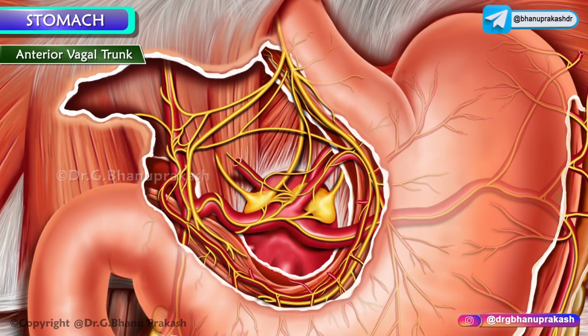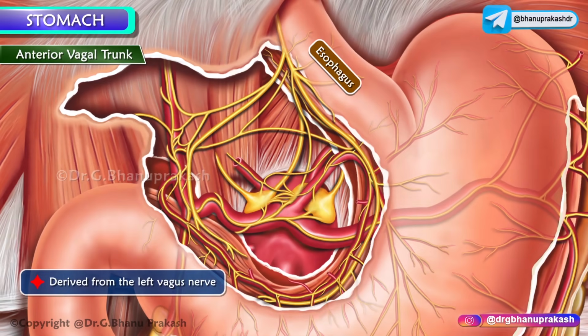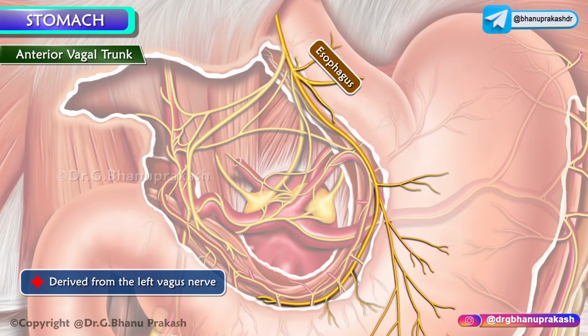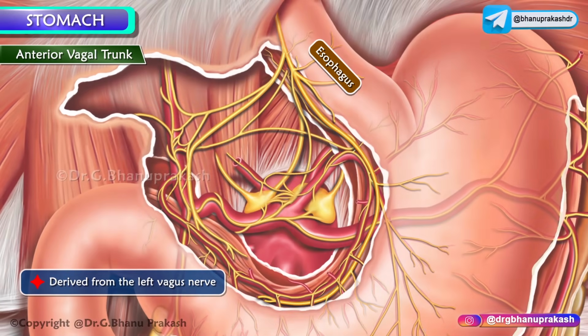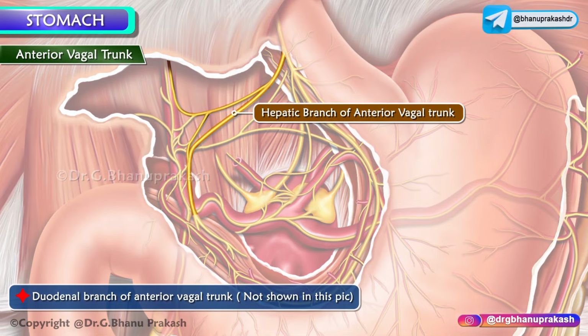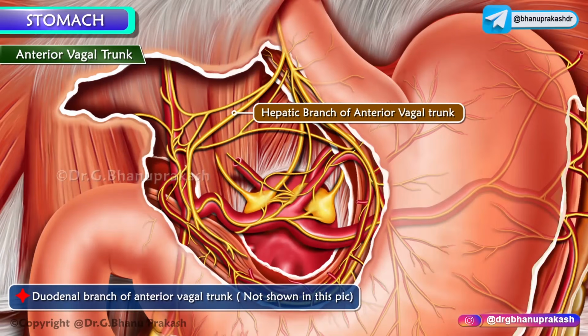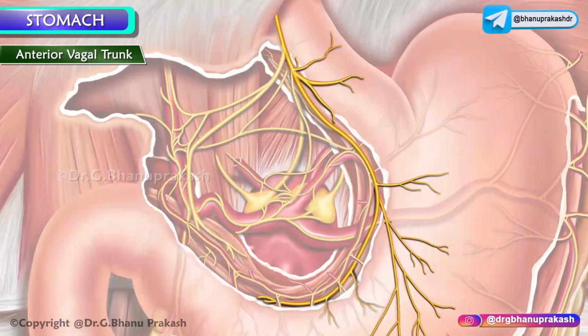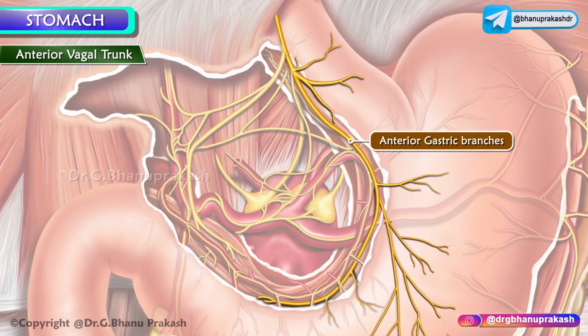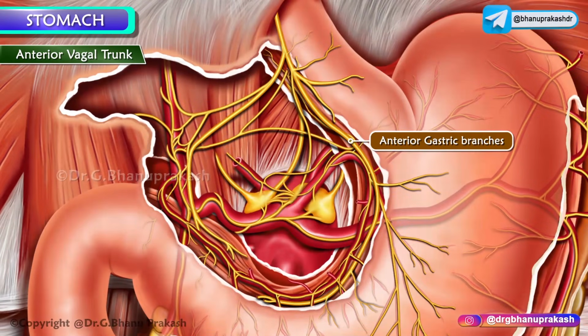So anterior vagal trunk is mainly derived from the left vagus nerve, that is cranial nerve 10, and it usually enters the abdomen as a single branch that lies on the anterior surface of the esophagus. It gives off hepatic and duodenal branches which leave the stomach in the hepatoduodenal ligament, and the rest of the anterior vagal trunk continues along the lesser curvature, giving rise to anterior gastric branches. This is what is about the anterior vagal trunk.